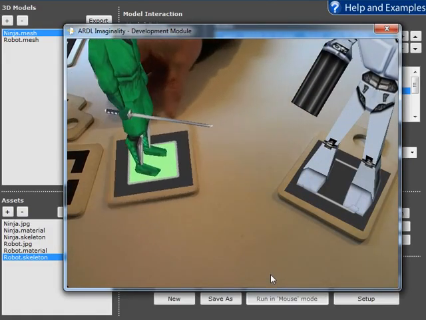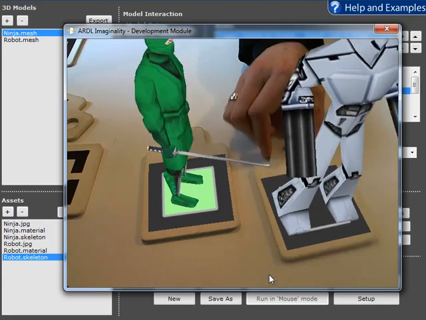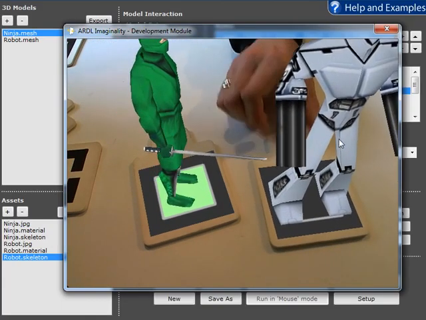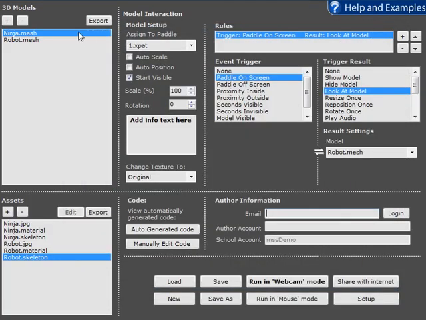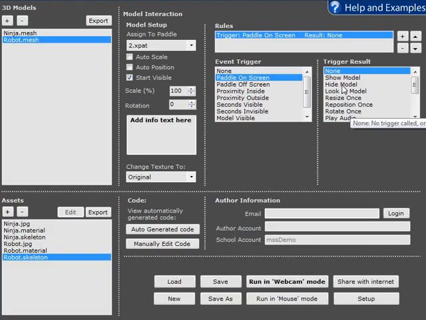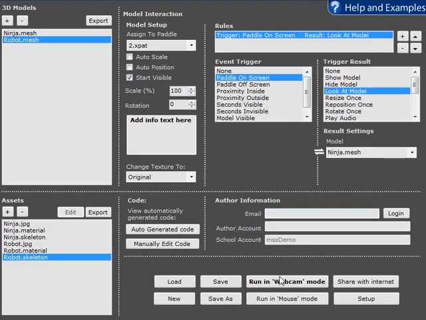We have a ninja and a robot, and the ninja is always looking at the robot wherever he goes. And likewise, we can add the same rule onto the robot to make him look at the ninja.